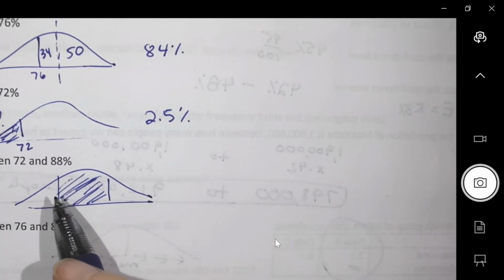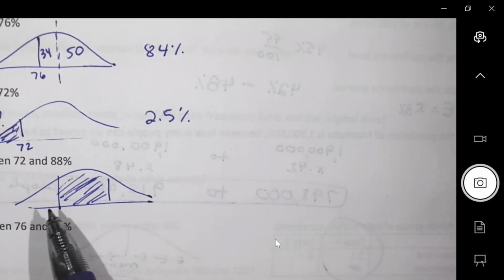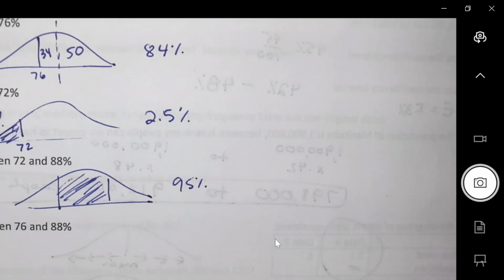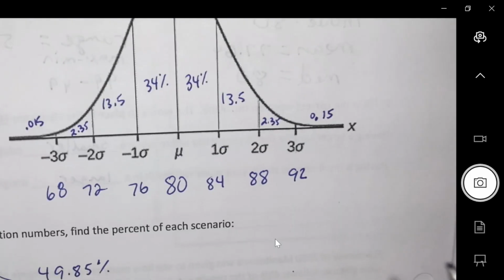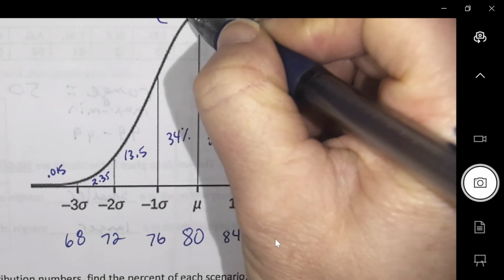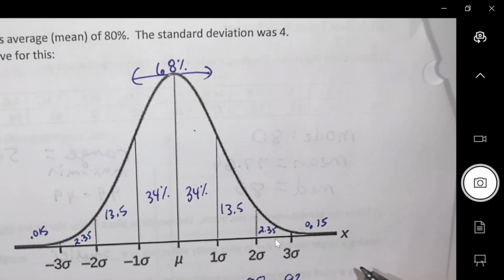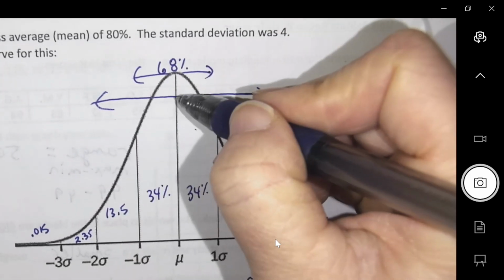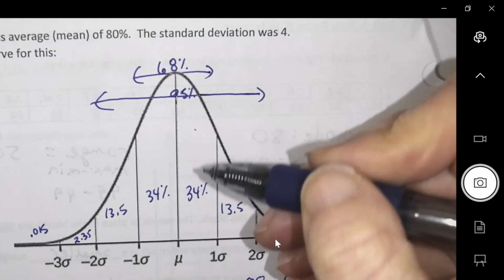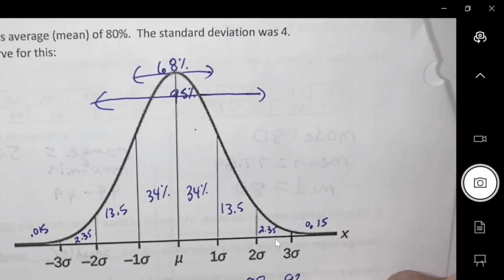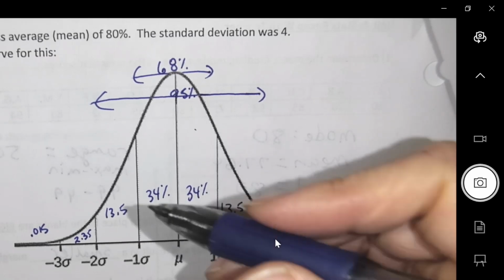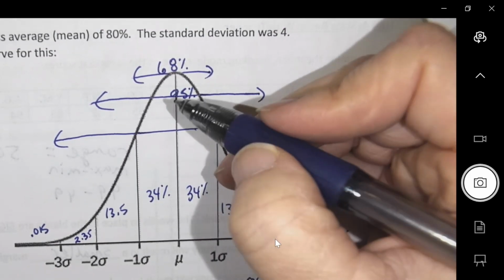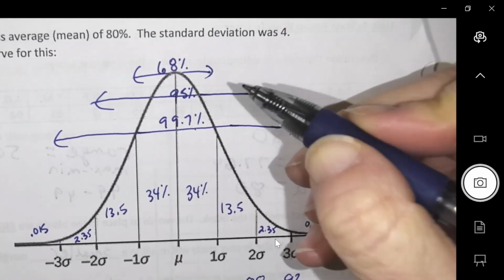Does anybody remember the big number between the minus 2 and 2? 95. You might have that on yours, like this. Some of you, did you put this at the top? That was 68. And then from the 2 to mark was 95. Did you have that on your cheat sheet? Okay. Well, and then the 3s. From the 3s, it should be 99.7%, right?